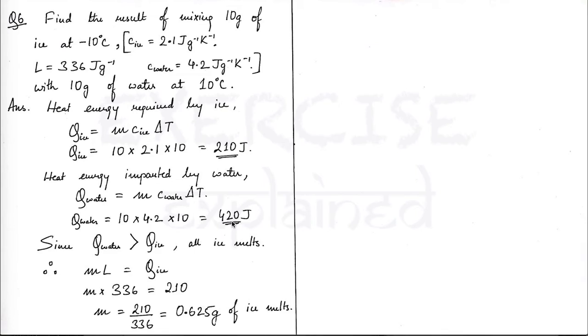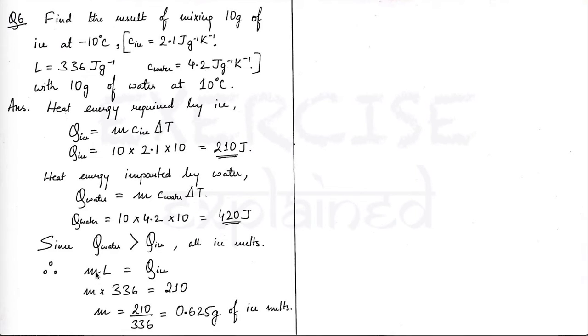Now we need to see which has lost more heat or which has gained more heat. The amount of heat lost by water is 420 joules and the amount of heat gained by ice is 210 joules. Now this is lesser than this. That is, the heat required by ice is lesser than the heat imparted by water. So what we would do is, for the change of phase, we would equate it to the lesser value. Remember, we need to equate it to the lesser value.